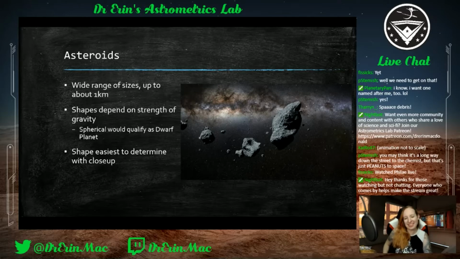So aside from that, the key is that the shape is easiest to determine when you have a close-up, but they're really, really hard to see. Again, space is very, very big. On a kilometer scale, that's nothing. Not only do you need that kilometer scale to be able to see it, but you also need some sort of reflection, some sort of emission, because remember, the way we detect stuff in space is with our eyes.